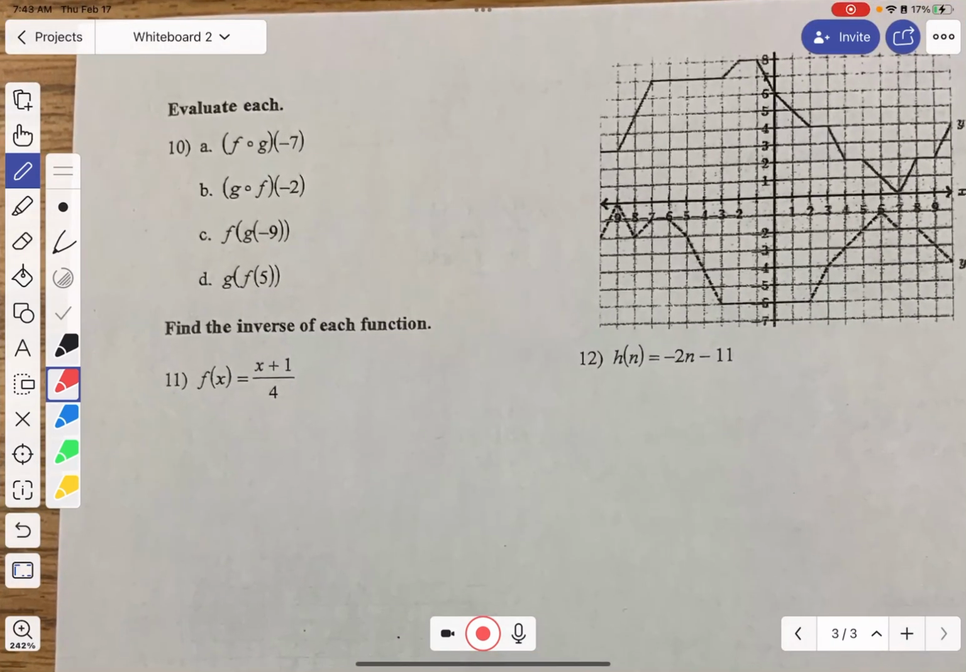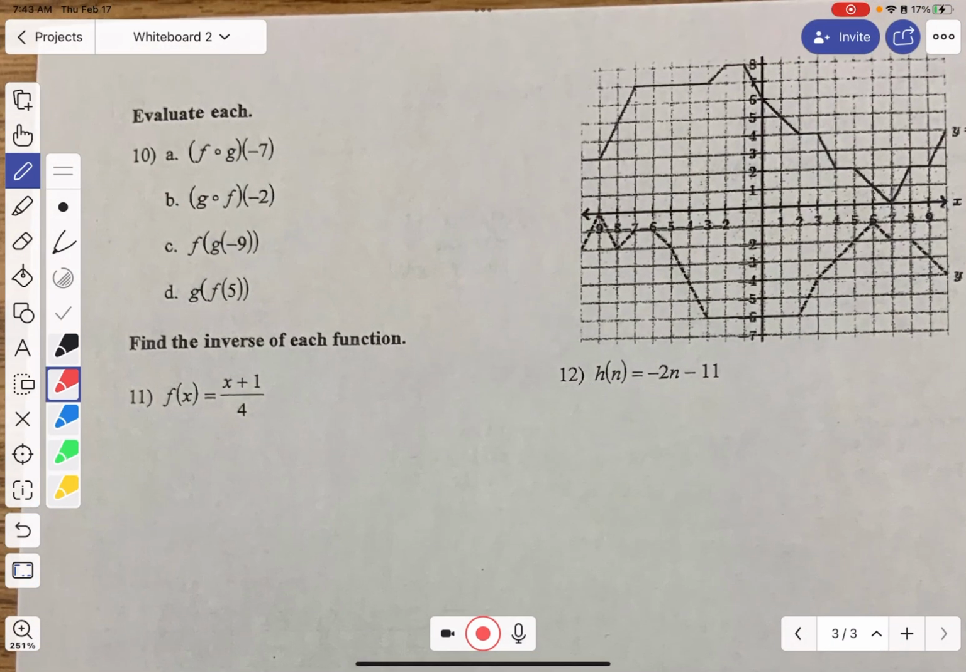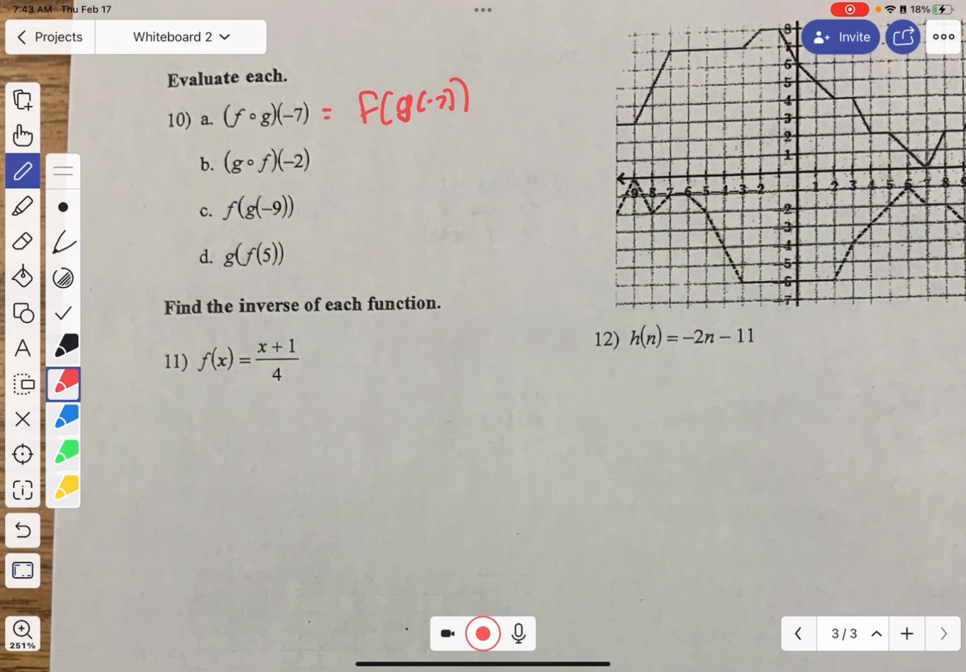And number 10, back to the graphs. Again, I like to rewrite them. So we're going to find f of g of negative 7. So I'm going to find g of negative 7. The g is my bottom function. So that's negative 1. So I have to find f of negative 1. f of negative 1 is equal to 8. There's negative 1 up to 8.